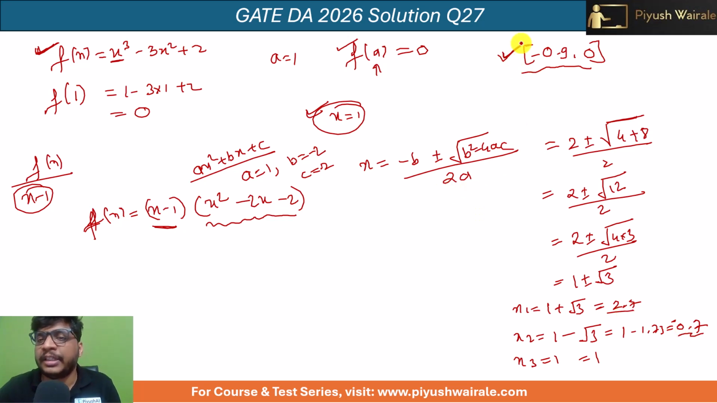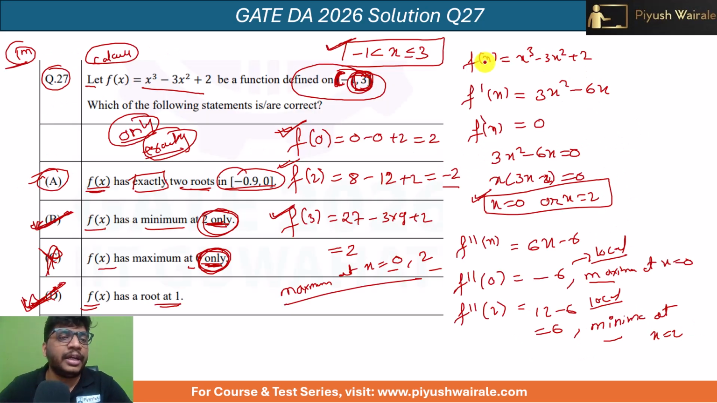And if you observe in this particular range, minus 0.7 is lying in this range. So f of x is having exactly one root here. But if you look at the statement here, f of x has exactly two roots. No, that is not correct. We just have one root in this particular range. So option A is not correct. Only options B and D are correct in these options, right?